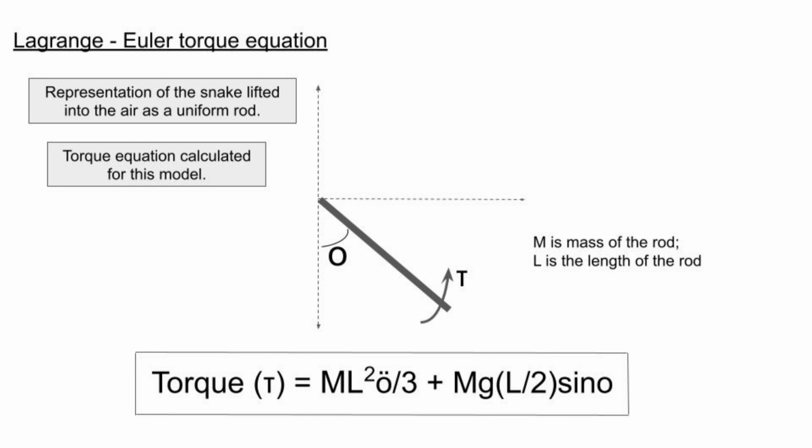From the Lagrange-Euler torque equation, we understand that at constant torque, the mass and length of this rod would be inversely proportional to each other. From this, we can infer that by meticulously optimizing the weight of each unit in our robot, we can significantly enhance its lifting capacity, allowing it to elevate larger segments of the snake into the air.